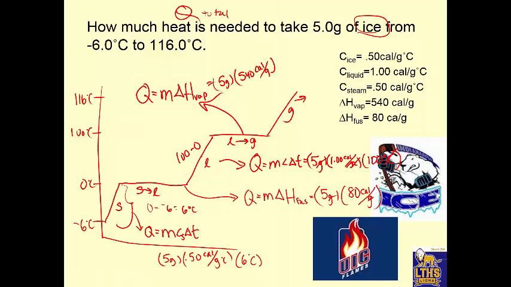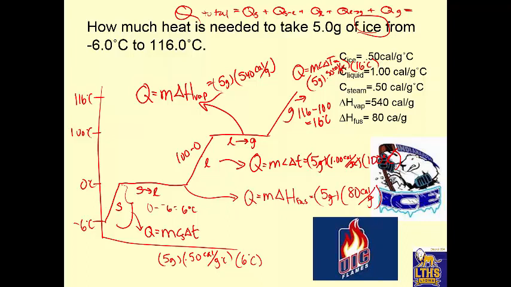Alright, finally this part of the graph is going to be another Q equals MC delta T. Alright, so I'm going to need 5 grams of my substance. The specific heat of the gas is 0.5 calorie per gram degree Celsius. And the temperature change is 116 minus 100 equals 16 degrees Celsius. So I have to plug that in, 16 degrees Celsius. So then I have to add Q for the solid plus Q for the solid to liquid phase change plus Q for the liquid plus Q for the liquid to gas phase change plus Q for the gas. All of these answers together to get the total.